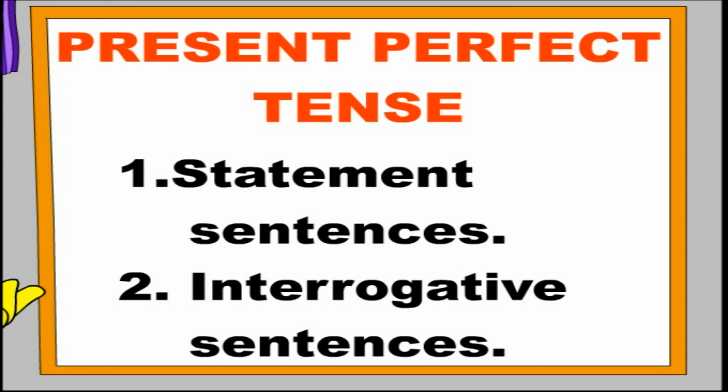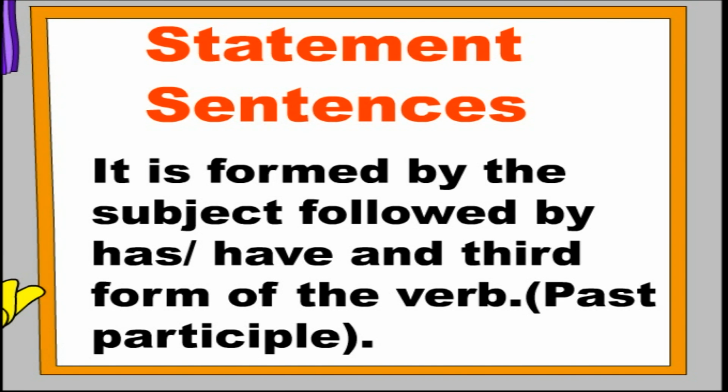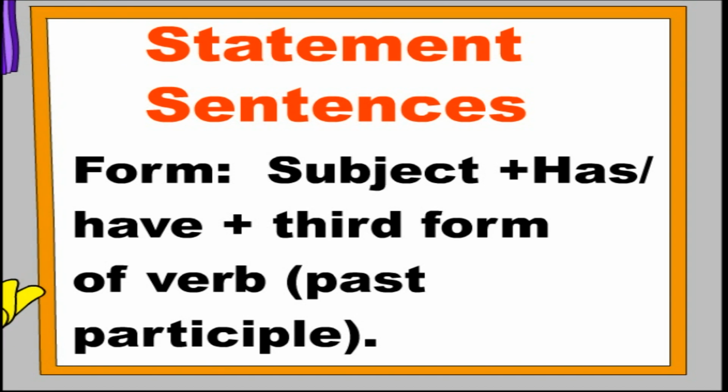1. Statement sentences. 2. Interrogative sentences. 3. Negative sentences. 4. Interrogative negative sentences. 1. Statement sentences. It is formed by the subject followed by has, have, and third form of the verb, past participle. Form: subject plus has, have, plus third form of the verb, past participle.